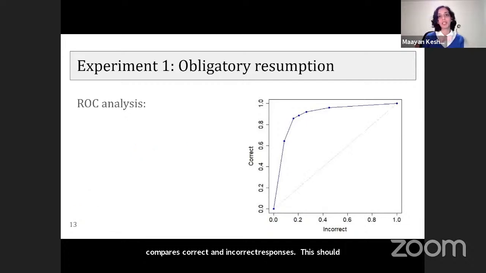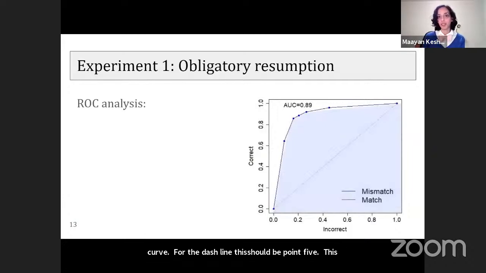If participants are guessing, the response curve should align with this dashed gray line, which represents a linear increase in correct and incorrect responses. So the blue line exhibits high discriminability, and the dashed line represents no discriminability. Now, to distinguish the performance in different conditions, we use the measure of area under the curve. And for the dashed line, this should be 0.5. And this should get closer to 1 as performance improves.